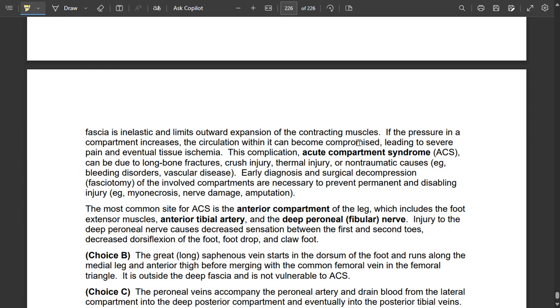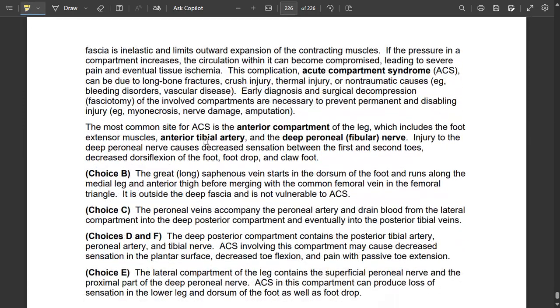If the pressure in the fascial compartment increases, the circulation within it can become compromised, leading to pain and even tissue ischemia. This complication, compartment syndrome, can follow long bone fractures, crush injury, and trauma, or non-traumatic causes like bleeding disorders and vascular disorders. Urgent surgical decompression, fasciotomy of the involved compartment, is necessary to prevent permanent and disabling injury.